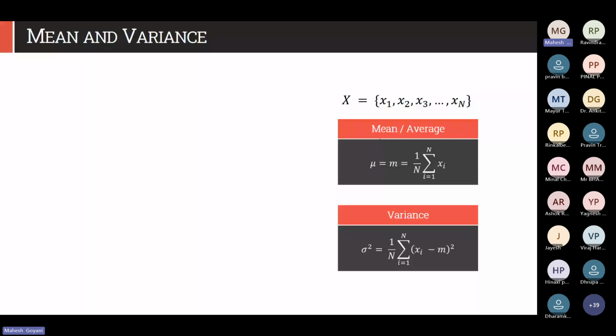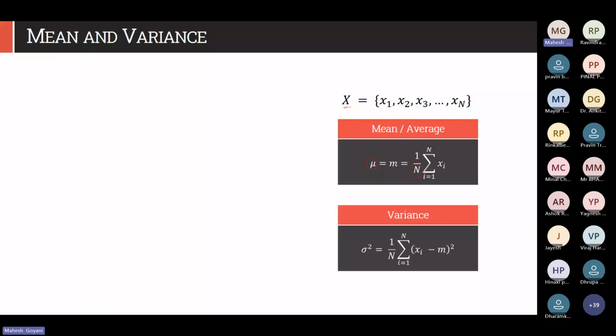Right. So x is a vector having certain numbers, some values. One is the mean, or the average. This is the formula everybody must be knowing, right? We have to sum up all the elements of this x, so x1 plus x2 plus x3 up to xn, and divide it by the total number of elements. That will give us the mean of the vector, or the mean of our data.